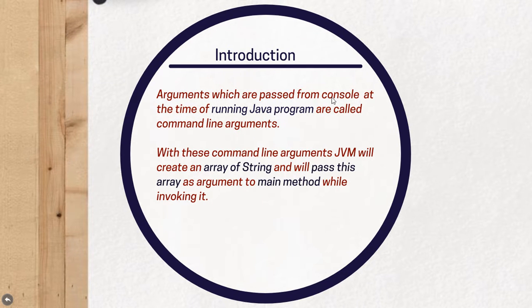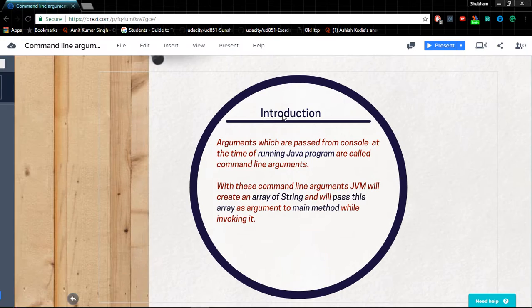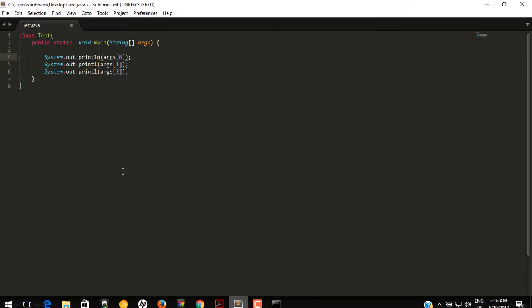Arguments which are passed from the console at the time of running a Java program are called command line arguments. So when we run our Java program, and while running it we pass some arguments from the console, these are called command line arguments. Let's try to understand this with the help of an example.